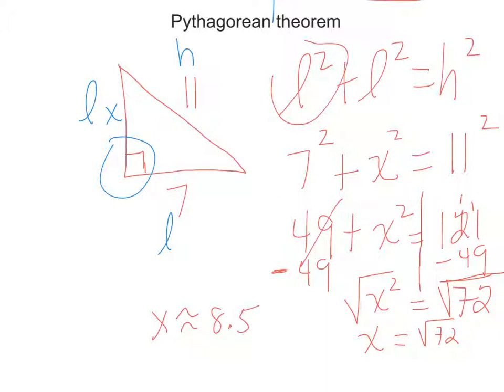But that's how the Pythagorean theorem works. And again, if you can just label up your triangle with the hypotenuse and legs, write out your formula, plug in the numbers you know, get the x by itself, and then square root your final answer, you should be good to go. Hope this helped.